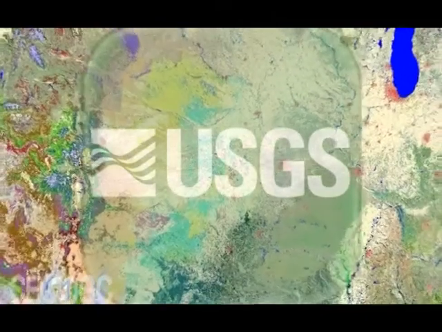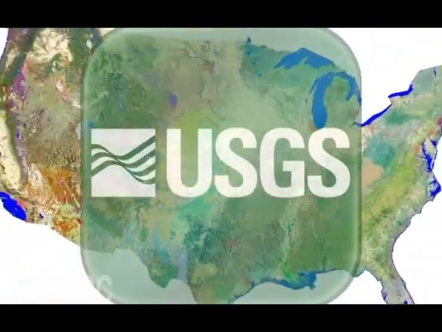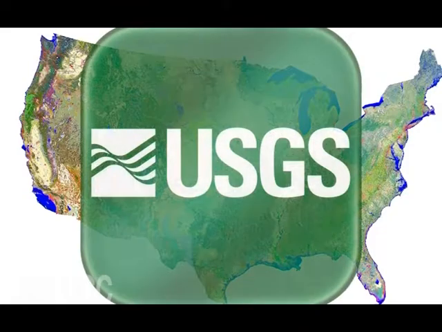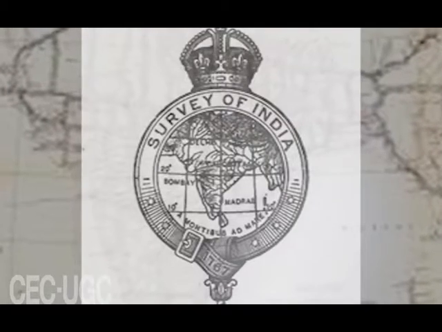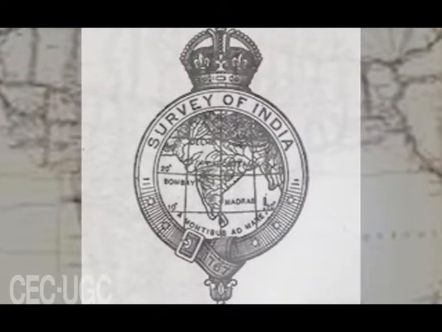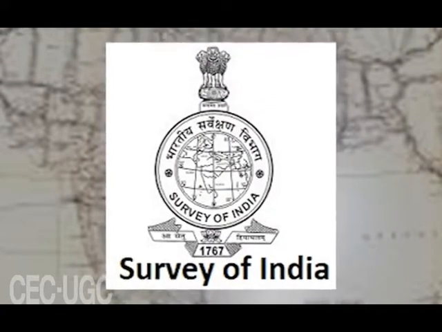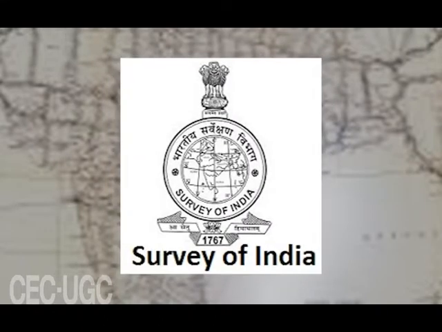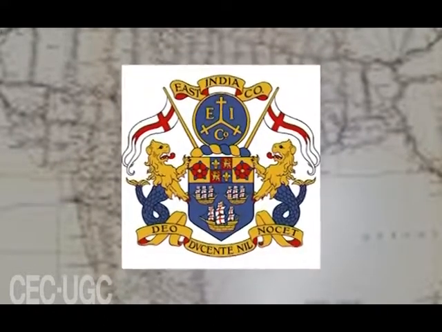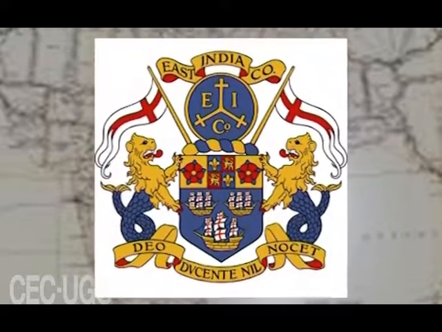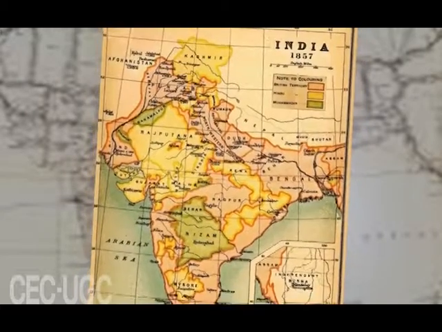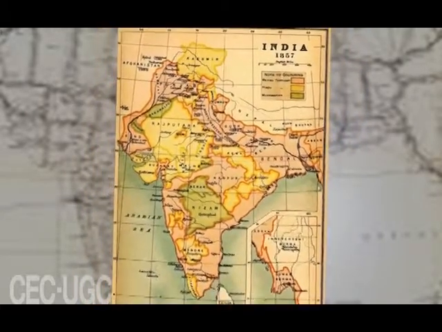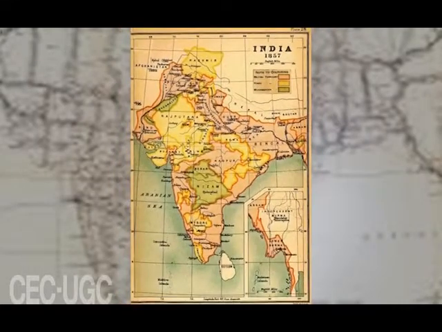The US Geological Survey, USGS, is responsible for topographic mapping for the United States of America, the Ordnance Survey for Great Britain and the Survey of India for India. The Survey of India was started in 1767 to help consolidate the territories of the British East India Company. It is one of the oldest engineering departments of the Government of India. It is India's central engineering agency in charge of mapping and surveying.